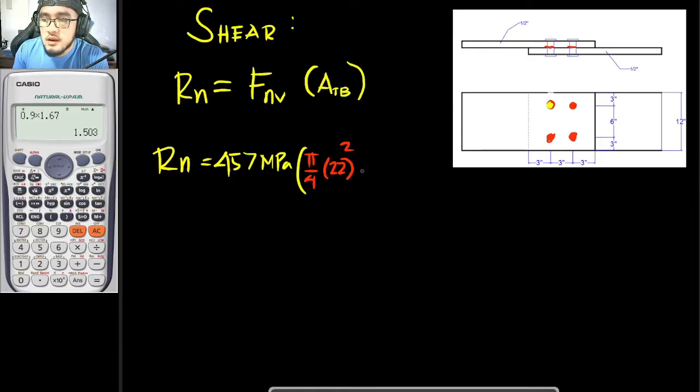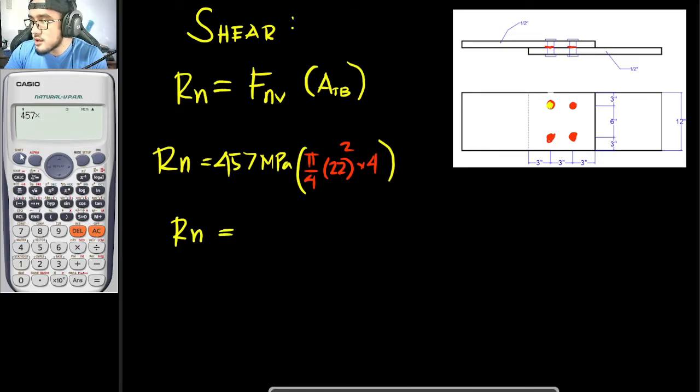And as you can see, we have here for shear area, so we would be multiplying this by 4 once again. Isang bolt lang to, and we would be multiplying it by 4 kasi 4 nga yung ating shear area. So from that, we would be arriving at 457 times pi, shift pi, divided by 4 times 22 squared.